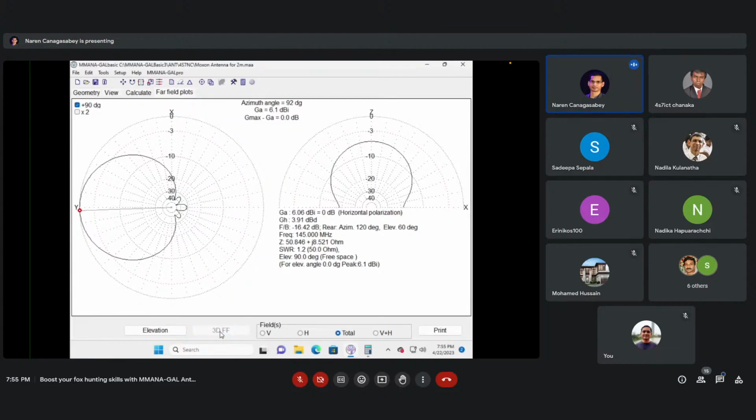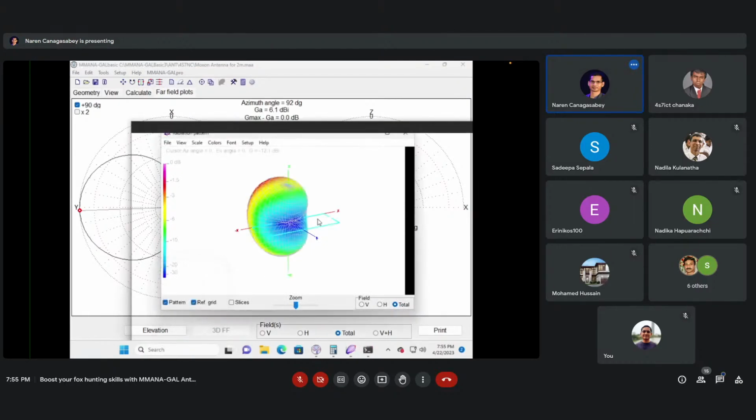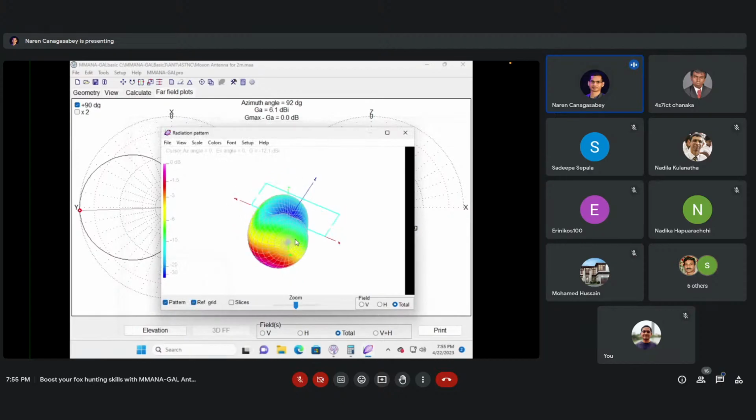Okay, if you go to the 3D far field plot, this is how the antenna would look. You can see how the back lobe is significantly smaller and how the front lobe is wider.